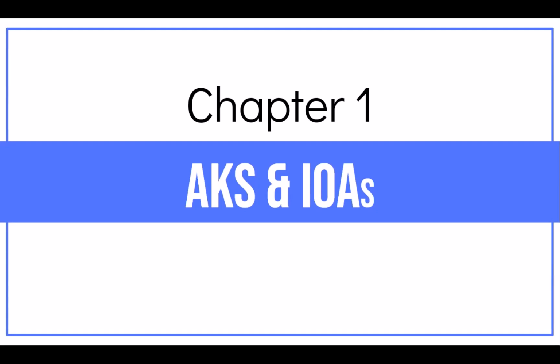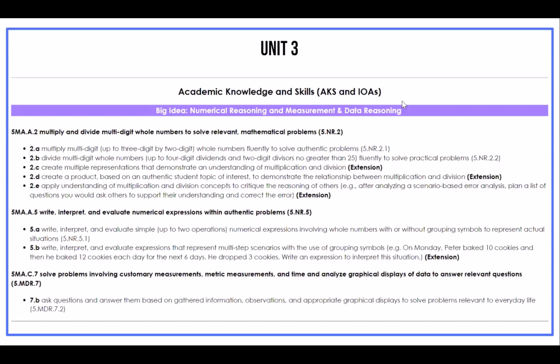In Chapter 2 of the video, we will look to see how the AKS and IOAs in this unit are placed in detail. This unit has 3 AKS. Under the AKS, you will find the Indicators of Achievement, or IOAs. You will also see that we have provided you with a state coding at the end of the IOAs so that if you were looking up resources on the Georgia DOE website, you are able to find the IOA that is related to the GCPS IOA.